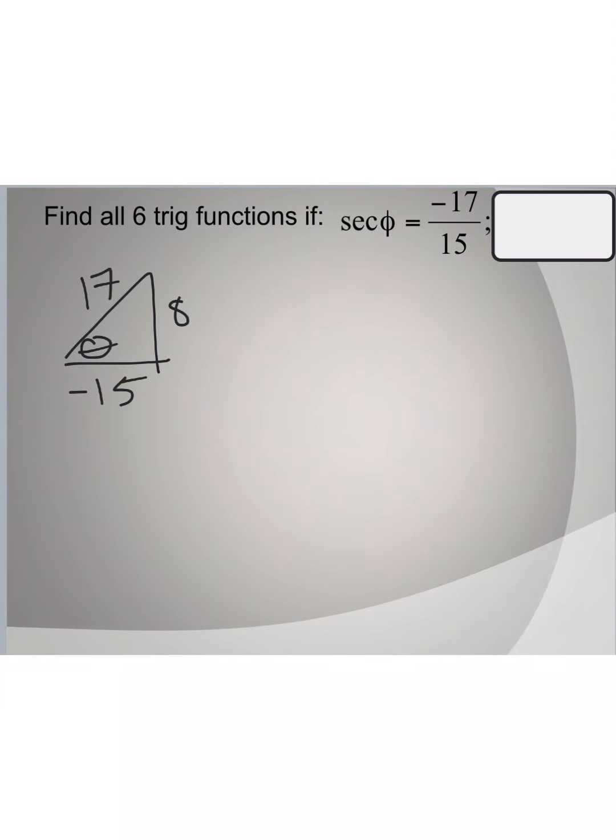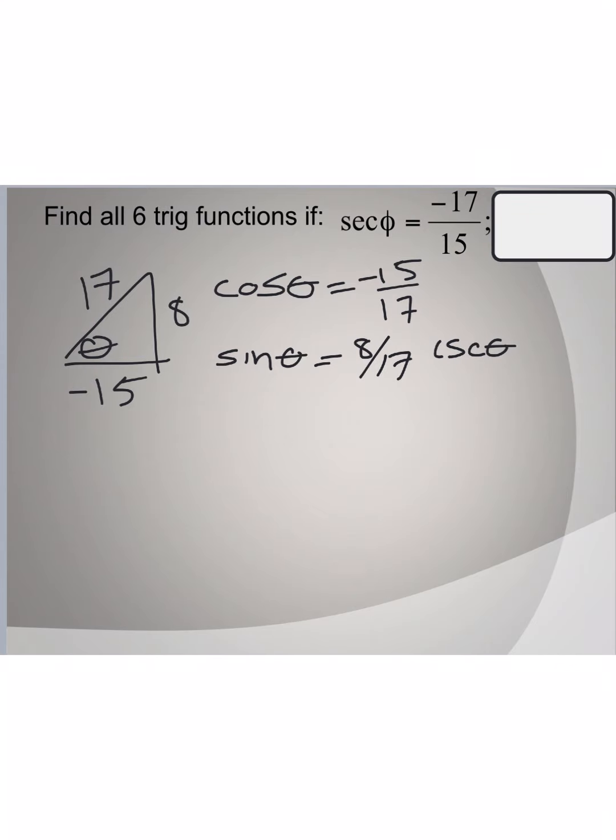Using my Pythagorean theorem, I can solve for my other side, which is going to have to be an 8. And from here, I go ahead and continue to find the rest of my trig functions. I know for sure the cosine is going to be the reciprocal of the secant, so that's going to be negative 15 over 17. I can solve for the sine function using my triangle. It's going to be 8 over 17, which means that the cosecant, being the reciprocal, is going to be 17 over 8. For my cotangent, it's going to be the adjacent over the opposite, so that's going to be negative 15 over 8, which means that my tangent is going to be the reciprocal of that value, which is going to be 8 over negative 15.